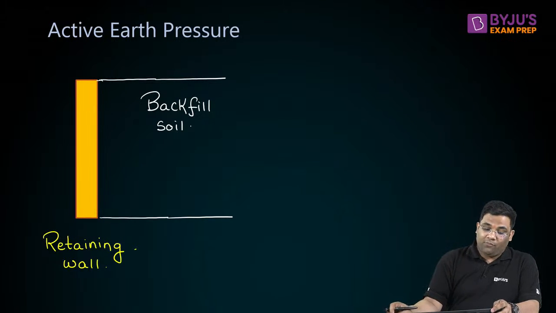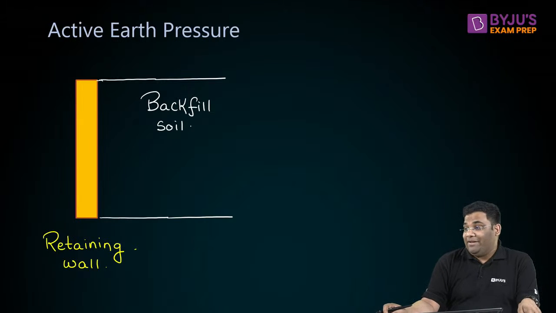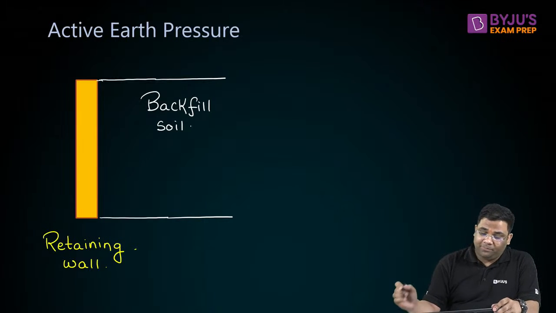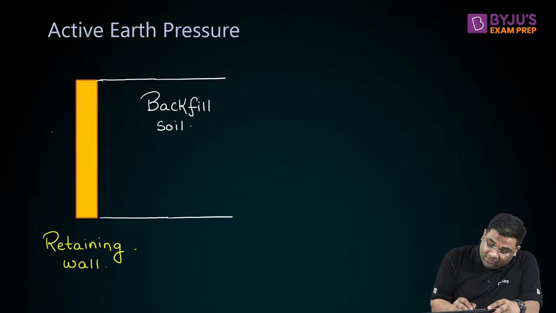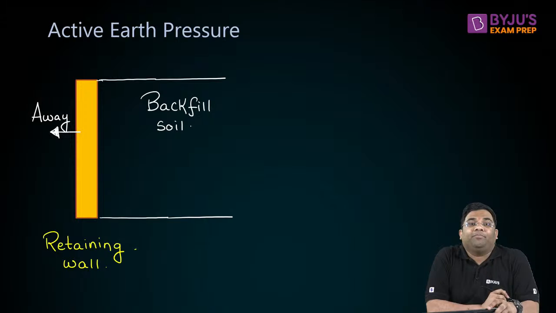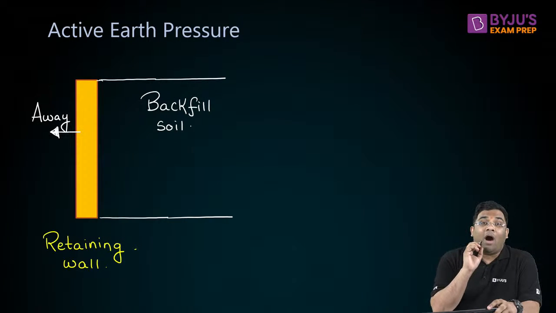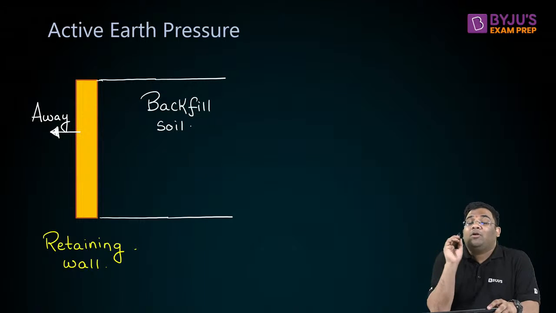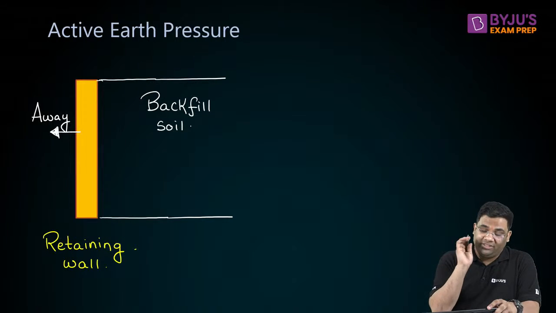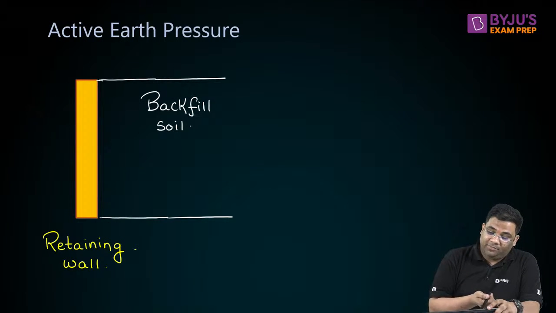Earth pressure. Now, we call that active earth pressure when the wall is moving away from the soil. Good evening Prithvi. In this case, the pressure exerted on the wall by the soil we call active earth pressure.